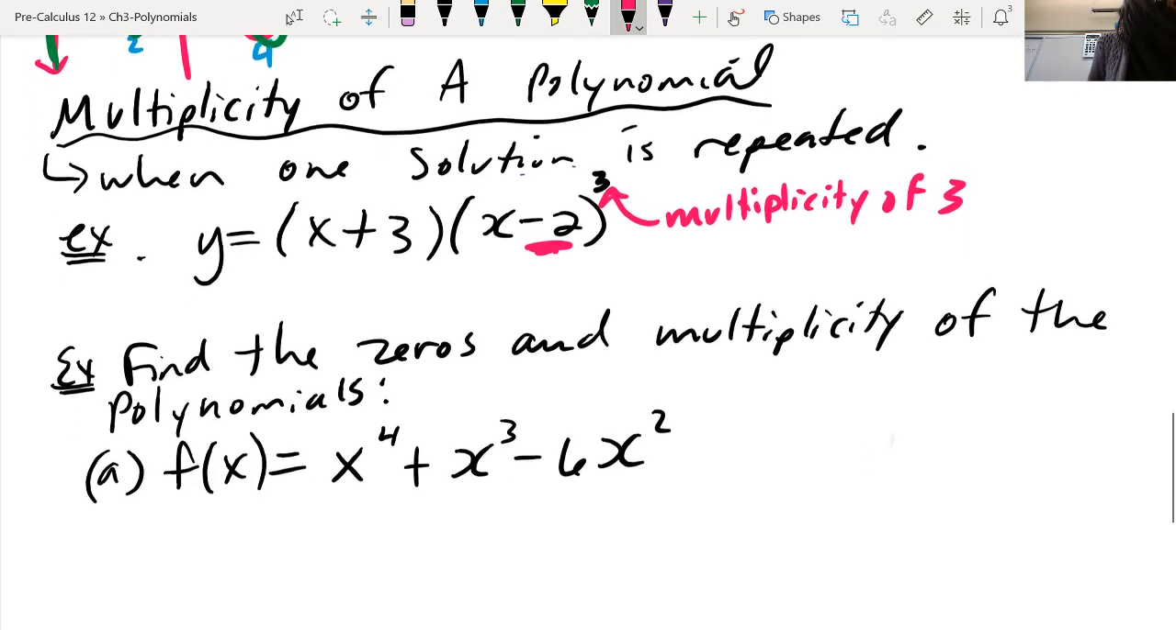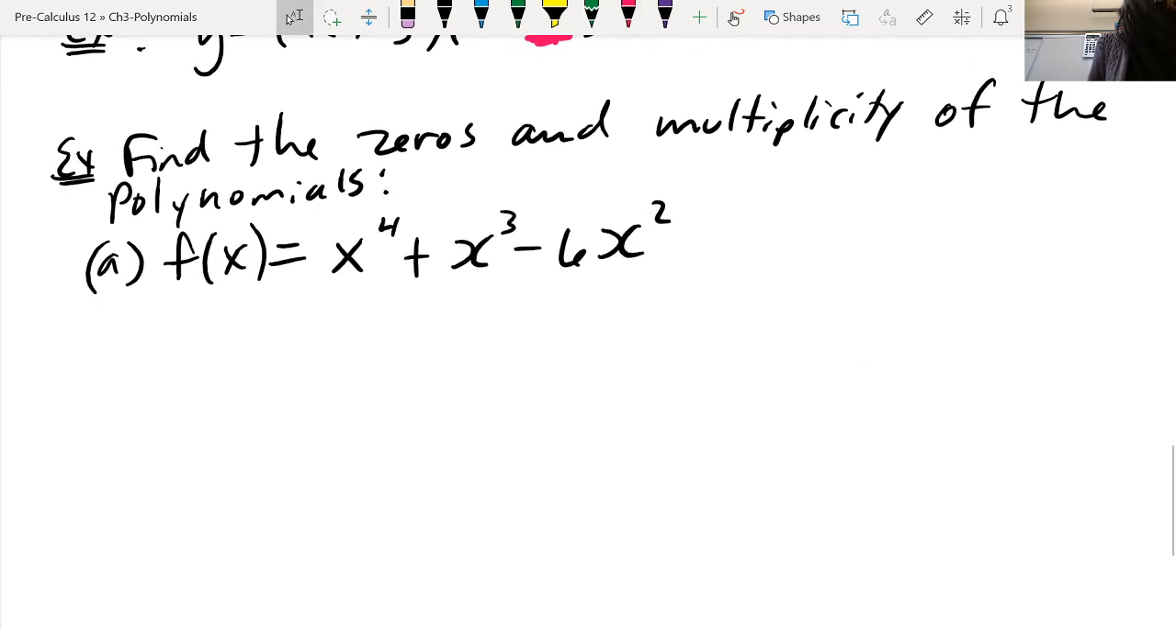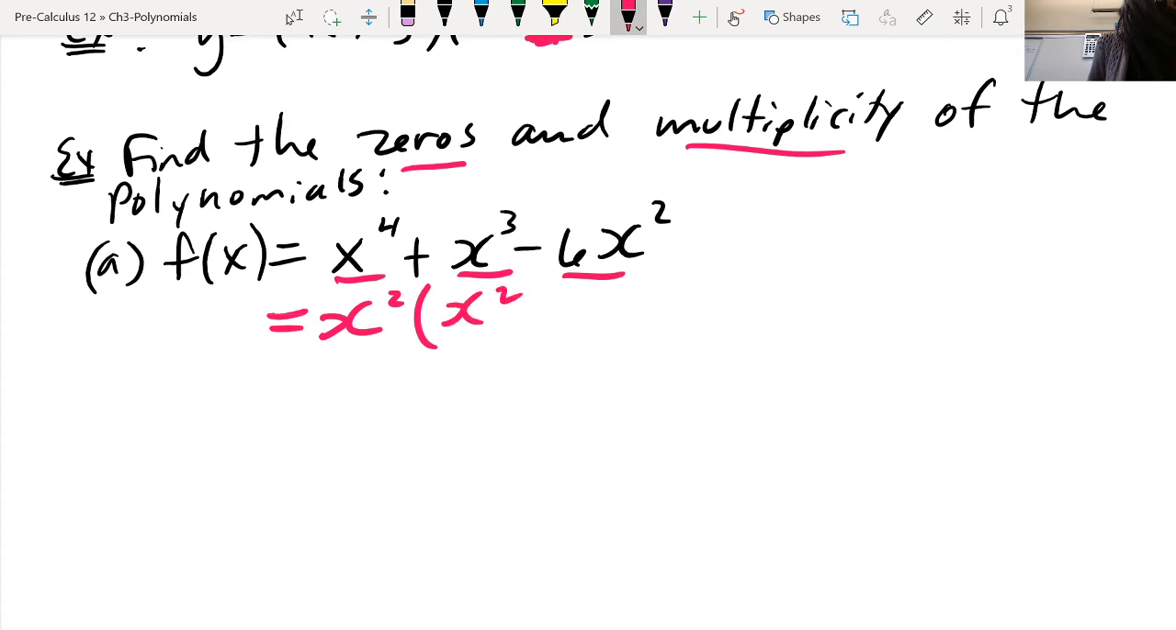Okay, so what do we do with this? Well, let's take a look at an example and figure it out. Find the zeros and the multiplicity of the following polynomials. First things first, this is not factored and we want it to be factored, so that's the first thing we're going to do. First type of factoring we ever learned is looking for similarities. So take a look at this and look for similarities. X squared, they all have. So I can pull that out and that leaves me with x squared plus x minus 6.